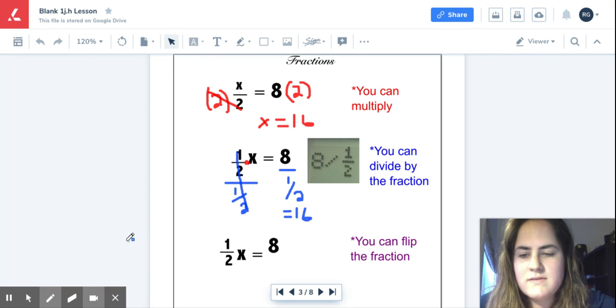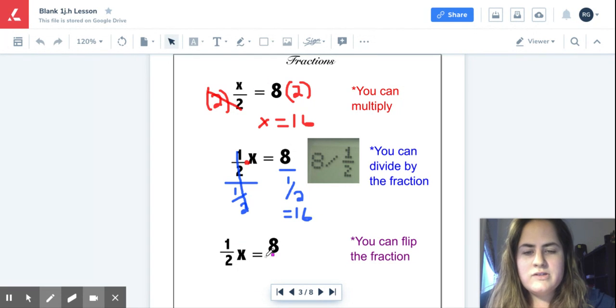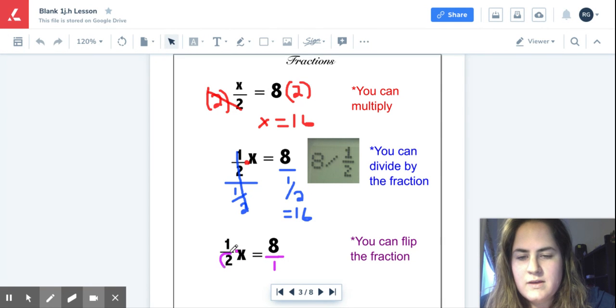Another way you can solve this, which is going to be useful when we're dealing with letters, is to flip the fraction. You have to turn the right side into a fraction. Any integer can be turned into a fraction by putting it over 1. I'm going to take 2 and I'm going to flip it. The opposite of being on the bottom is being on the top. I'm going to move it right next to that 8.